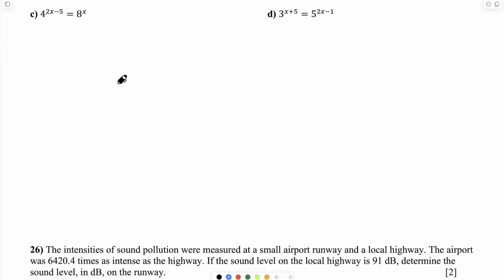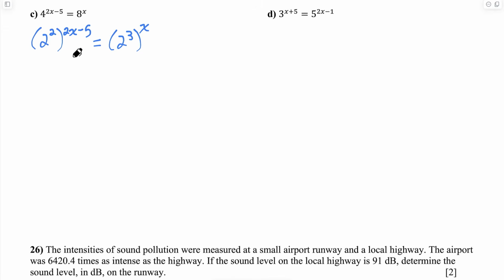Part C and D, we have exponential equations to solve, and there's going to be 2 different methods for these. For part C, it's definitely easier because if I look at the base of both of the powers, 4 and 8, it would be easy to rewrite those powers with a base of 2. So I could write them with the same base easily, so I'll start by doing that. 4 I could write as 2 squared, and 8 I could rewrite as 2 cubed.